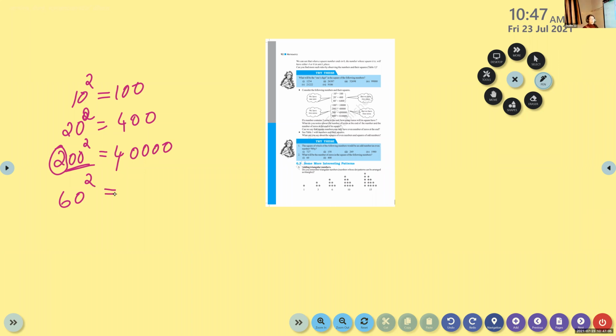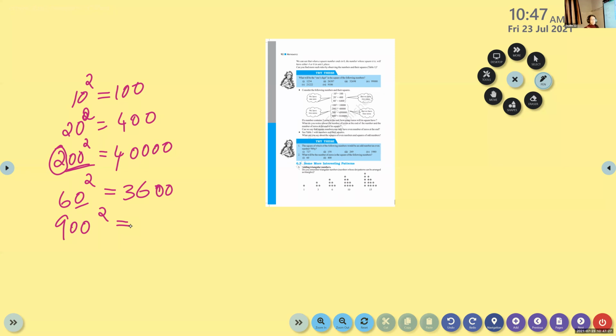60 square: the square of 6 is 36. And here we have 1 zero. So in the answer, how many zeros will be there? 2 zeros. Double of the number of zeros. Okay. So 900 square is?